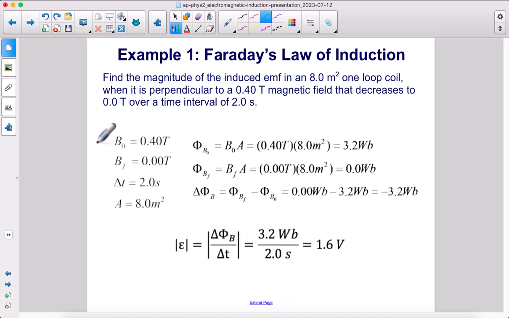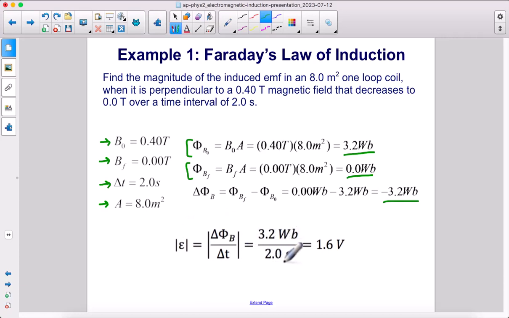All right, so we have an initial field of 0.4 Tesla, a final magnetic field of 0 Tesla, a time interval of 2 seconds, and an area of the loop of 8 square meters. So the initial flux is 3.2 Webers. The final flux is 0 Webers because we have 0 field. Therefore, the change in flux is negative 3.2 Webers, but we're going to ignore that negative sign for now. We're just going to worry about the magnitudes. We have absolute value signs here. So the change is 3.2 Webers.